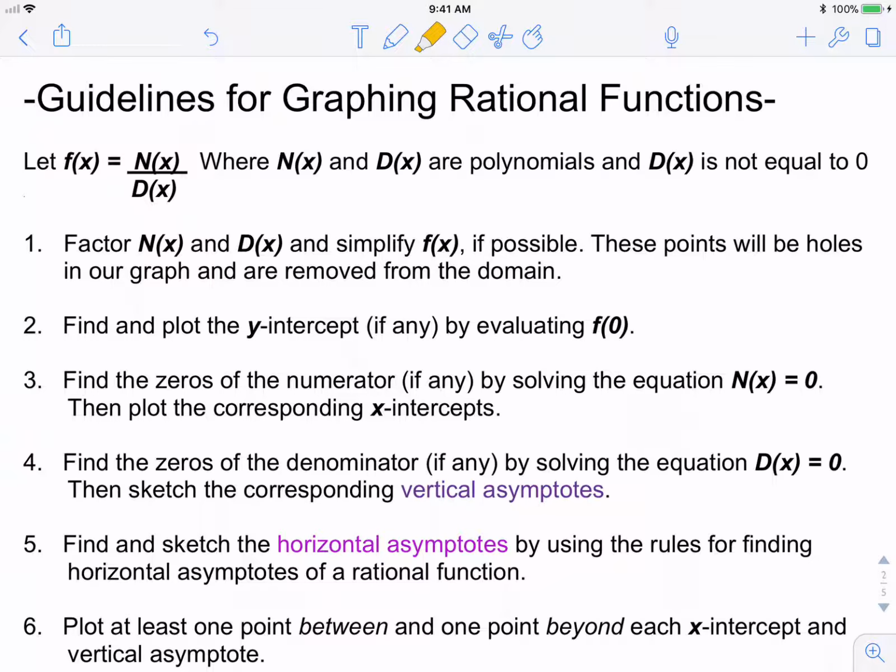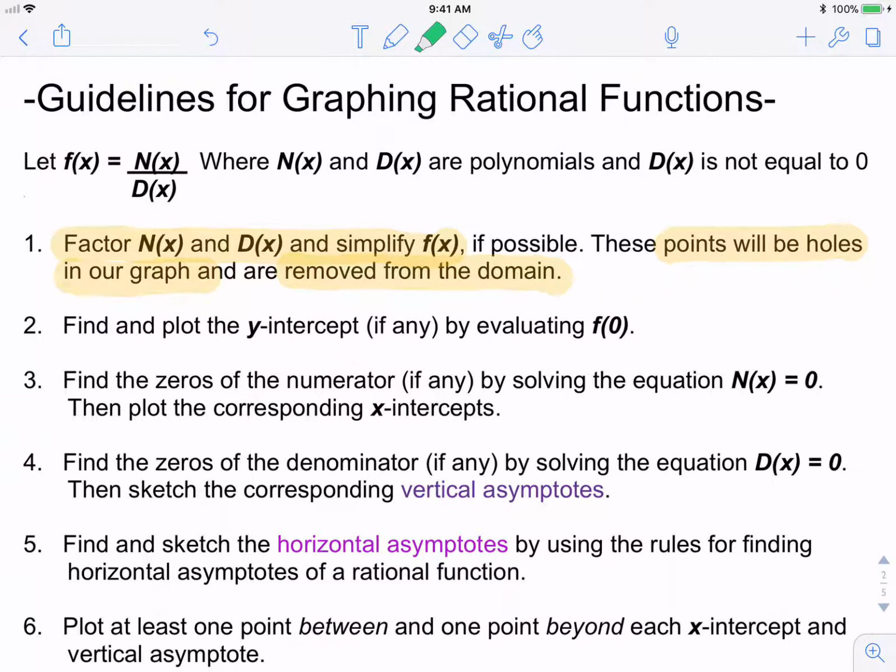Okay, so let's say we have f of x is equal to n of x divided by d of x, and d of x is not equal to 0. The first step is always factor and simplify if possible. Pull these apart into their base factors, and then if we have anything in common on top and bottom, throw them out. Remember, these points will be holes in our graph, and they are still removed from the domain. So even though they're gone from the function, they're still sort of invisibly there as holes that we just can't see and that we can't put down on the function.